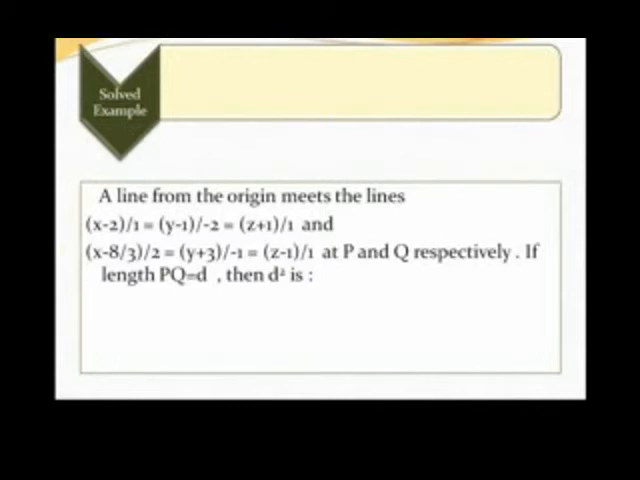A line from the origin meets the line (x minus 2) by 1 equal to (y minus 1) by minus 2 equal to (z plus 1) by 1, and (x minus 8) by 3 equal to (y plus 3) by minus 1 equal to (z minus 1) by 1 at the points P and Q respectively. If the length of PQ is equal to d, then d square is. So here it has been given that there is a line from the origin and this line meets these two lines at the points P and Q. Given that the length of PQ is equal to d, find the value of d square.